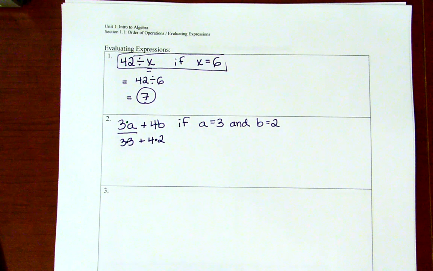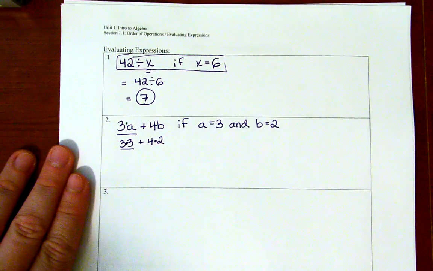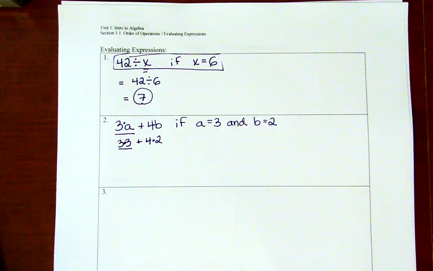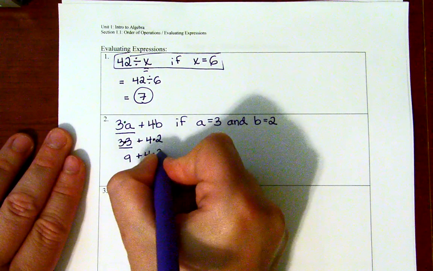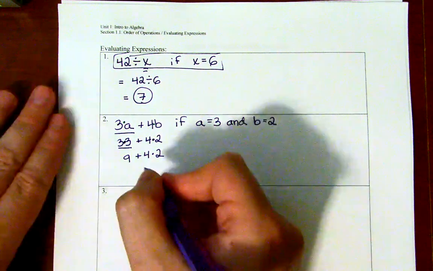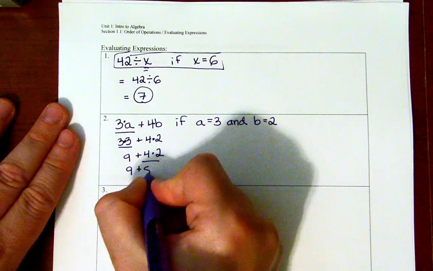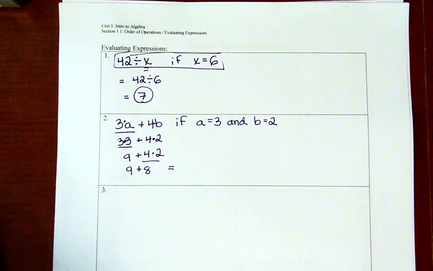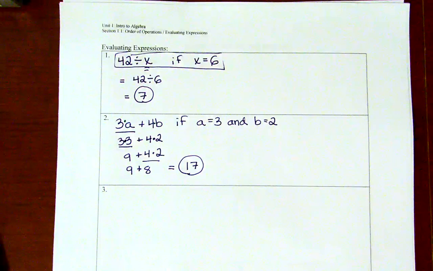We do multiplication and division in order from left to right, which means I need to go do this multiplication problem. And I'm going to do 3 times 3, and I'm going to get 9. 9 plus 4 times 2. Now what? 9 plus 4 or 4 times 2? Hopefully you said 4 times 2. 4 times 2 gives me 8. And 9 plus 8 equals, hopefully you said 17. Next.